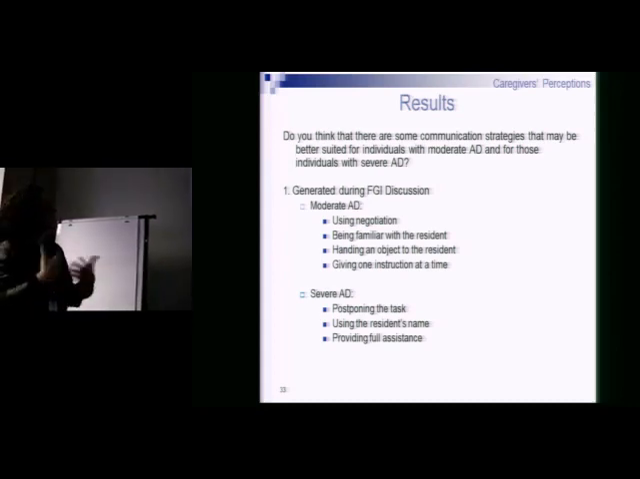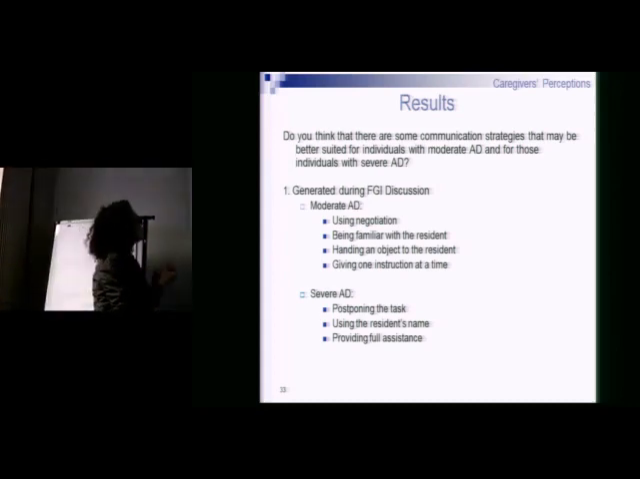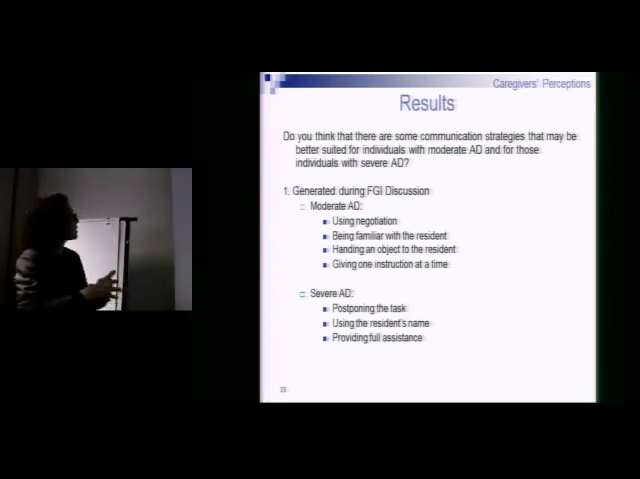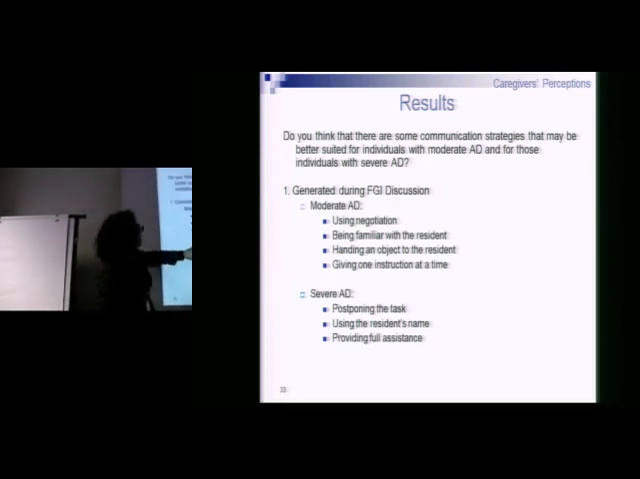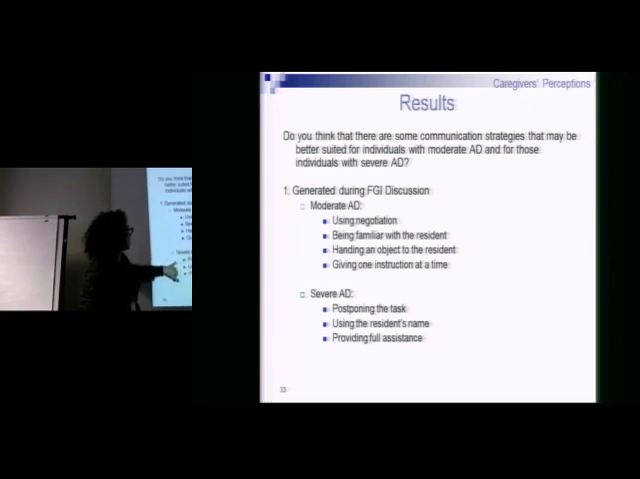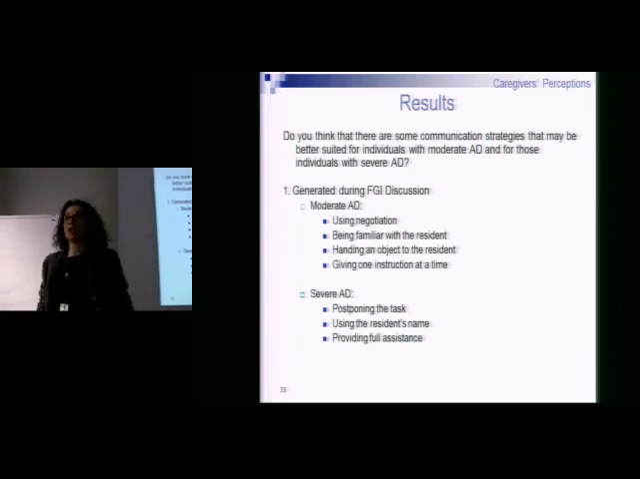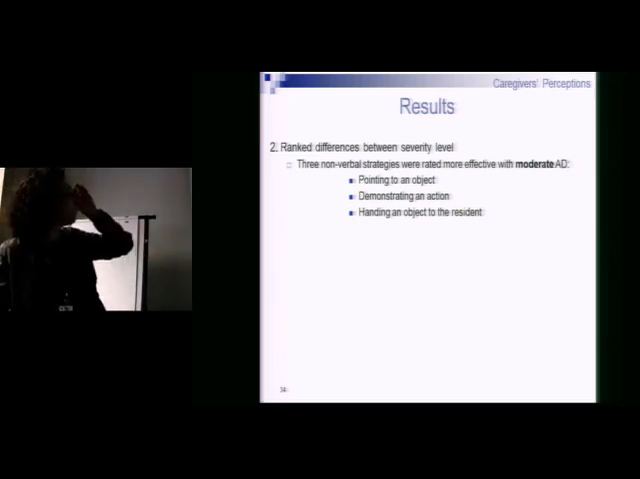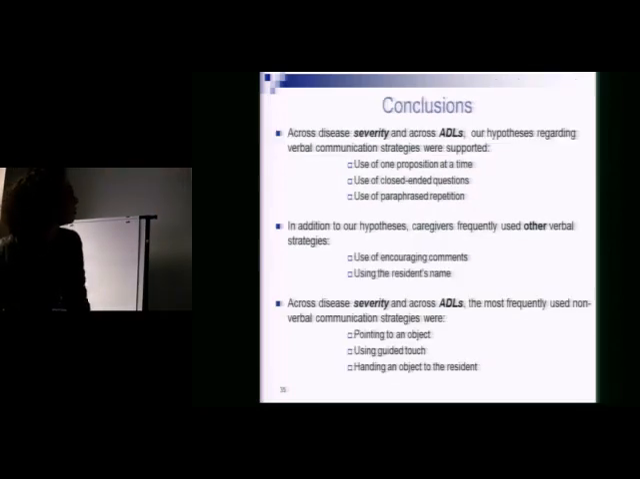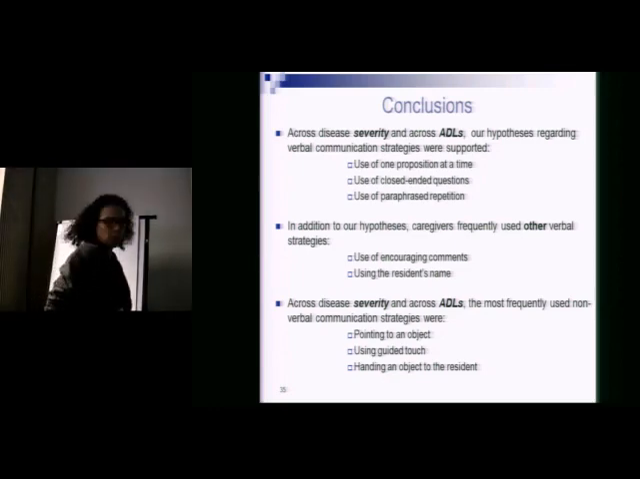So then when they were asked the second question, do you think there are some strategies that might be better suited for individuals with moderate Alzheimer's disease? They told us this. Yes, there are some, and some of these things, we've seen these before. Some of these with severe, they said postpone the task, just put it off, which is a good point. Using the resident's name, and sometimes you just have to provide full assistance. So that came out of their discussions. They also ranked some differences for us between moderate versus severe Alzheimer's disease.